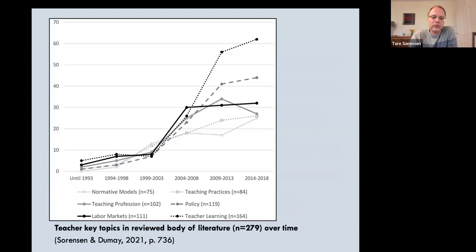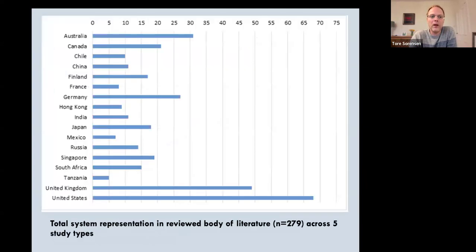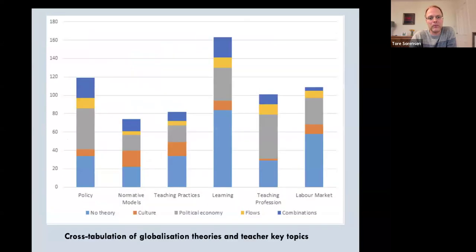So here you see again from the article, so I won't go into much detail about that. Yeah, the development in the uses in the focus on topics related to teachers. The geographical bias, some systems being much more addressed in the literature, large parts of the world completely absent, but a bunch of other systems are mentioned, are analyzed to some extent.